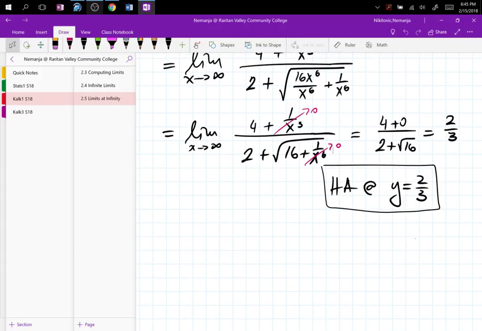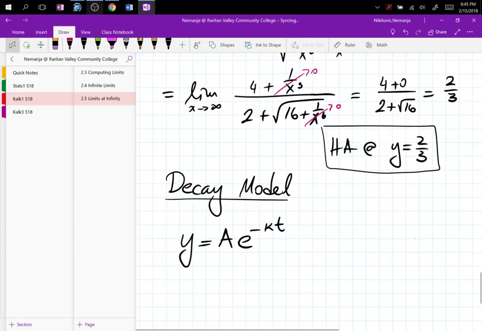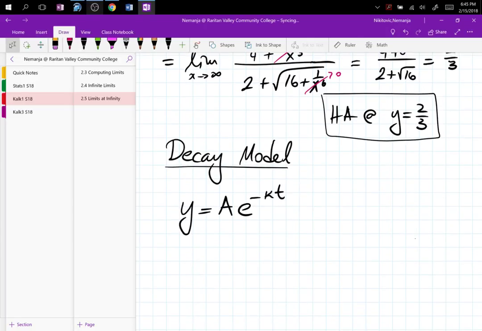The last thing we are going to take a look at is the decay model. You guys learned this in your pre-calc 1. Y equals A e to the negative kt. Decay model. You used it for what? Carbon dating to see how old an object is.